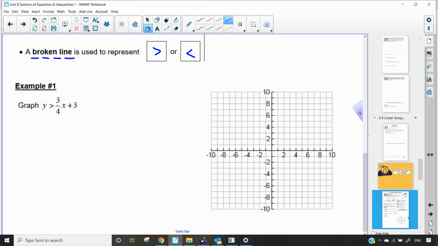Now, taking a look at our first example, we're asked to graph the inequality y is greater than 3 over 4x plus 3. Well, the first thing I'm going to notice here is that this inequality sign does not have an equal to symbol, so this is going to be a broken or a dotted line when we draw our boundary line. So we start off by plotting 3 over 4x plus 3. We can do that by finding our y-intercept of 3 and plotting our slope of 3 over 4. So up 3, right 4.